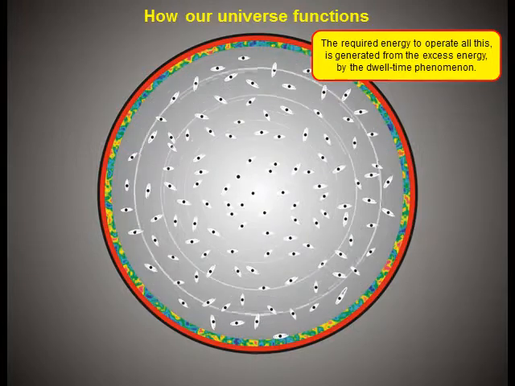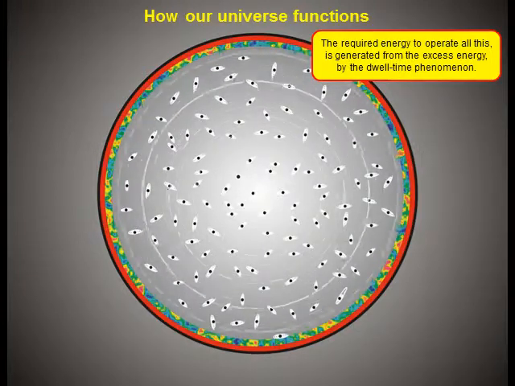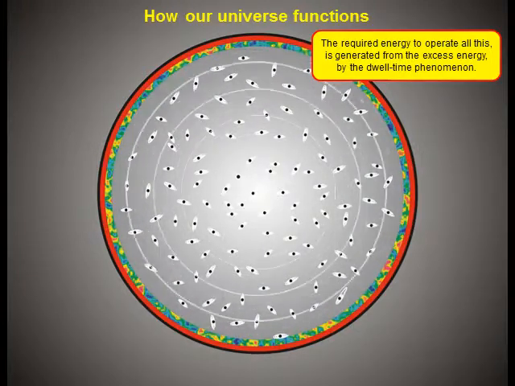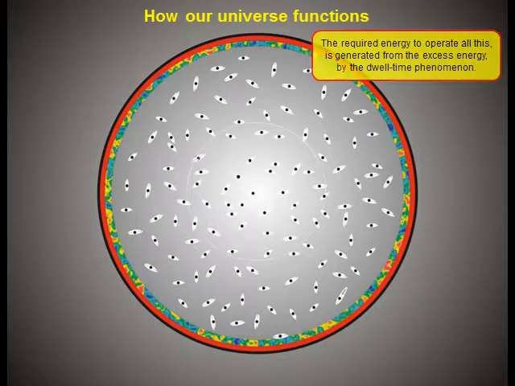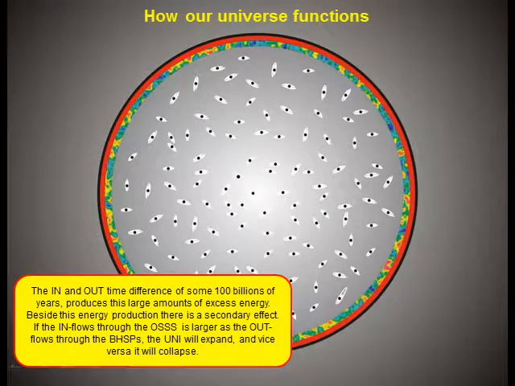The required energy to operate all this is generated from the excess energy by the dwell time phenomena. The in and out time difference of some 100 billions of years produces this large amount of excess energy. Beside this energy production there is a secondary effect. If the inflows through the outer spherical shell singularity are larger than the outflows through the black hole singularity points, the universe will expand, and vice versa it will collapse.